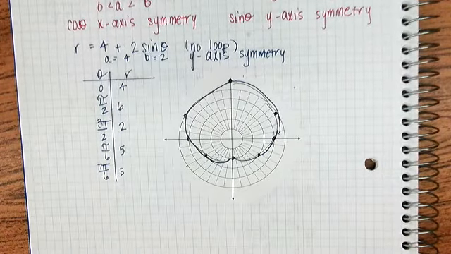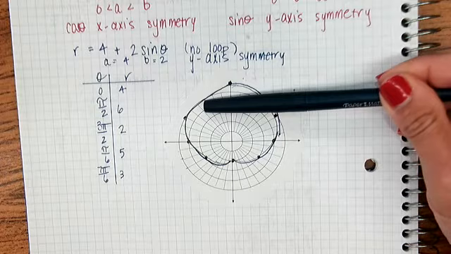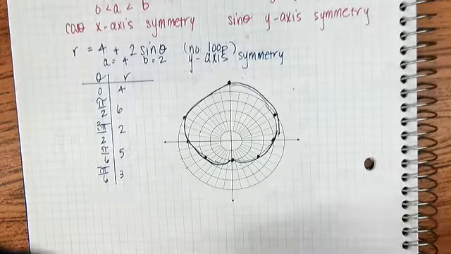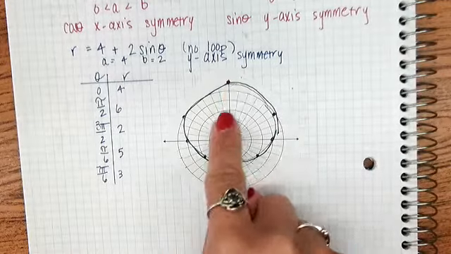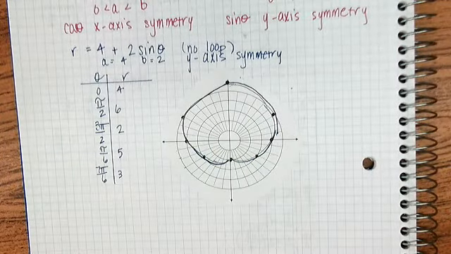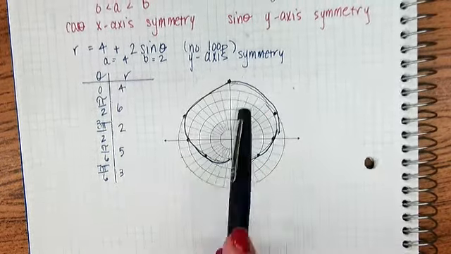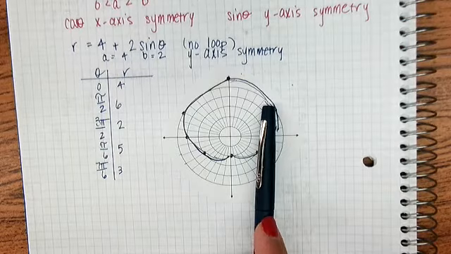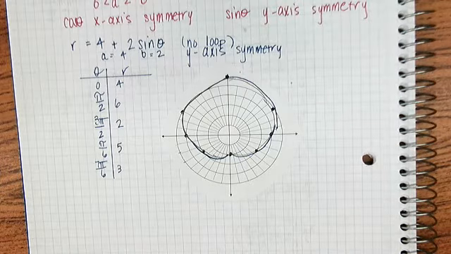Positive 2 sine theta. Positive sine is in the first and second quadrant. And if you look at this, the quote unquote bulk of this heart is in the first and second quadrant. The bulk of the heart. Some of you are like, huh? And that's okay. The majority of this graph lies in the first and second quadrant. So if it was minus 2 sine theta, this would be flipped over. So that is a limaçon without a loop.